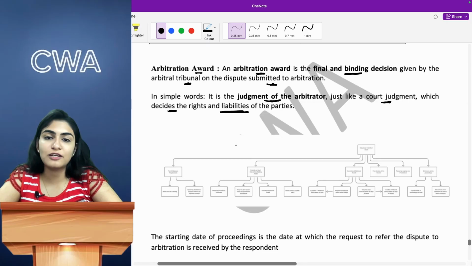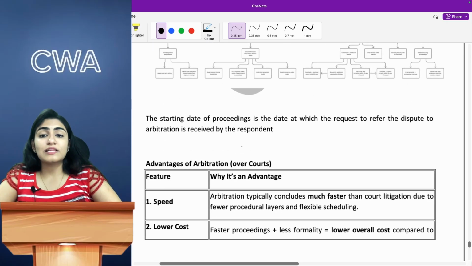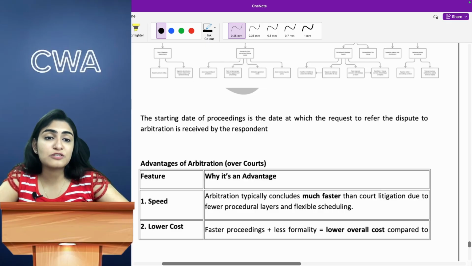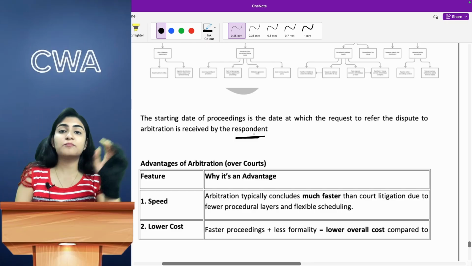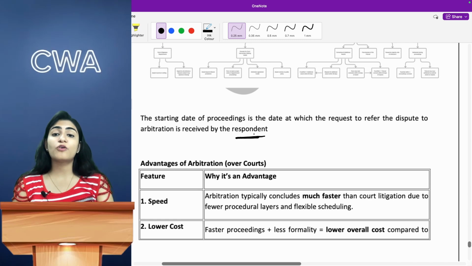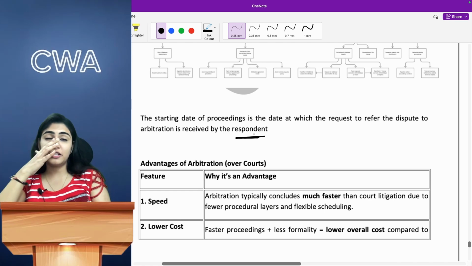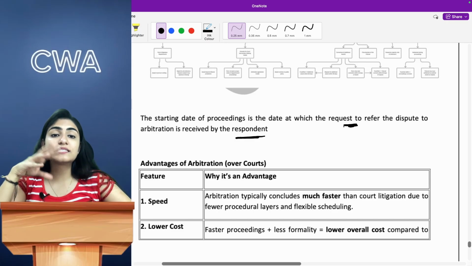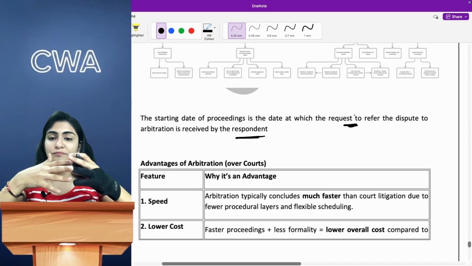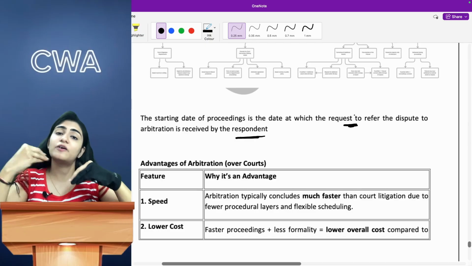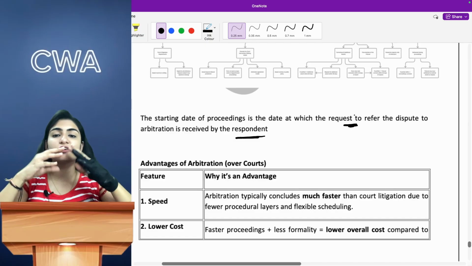These are some timelines that you should remember. The starting date of proceeding is the date at which the request to refer the dispute to arbitration is received by the respondent. Meaning, we discuss so many days, within 30 days, within 60 days, and so forth. Then, what is the starting date of the arbitration? The starting date of the arbitration is when the request for the dispute is received by the respondent, meaning the person on the other side receives or accepts the request.